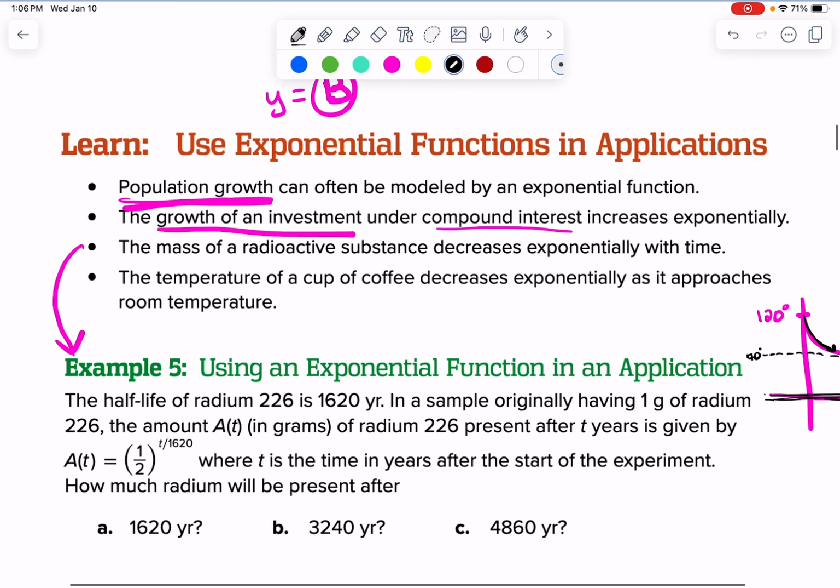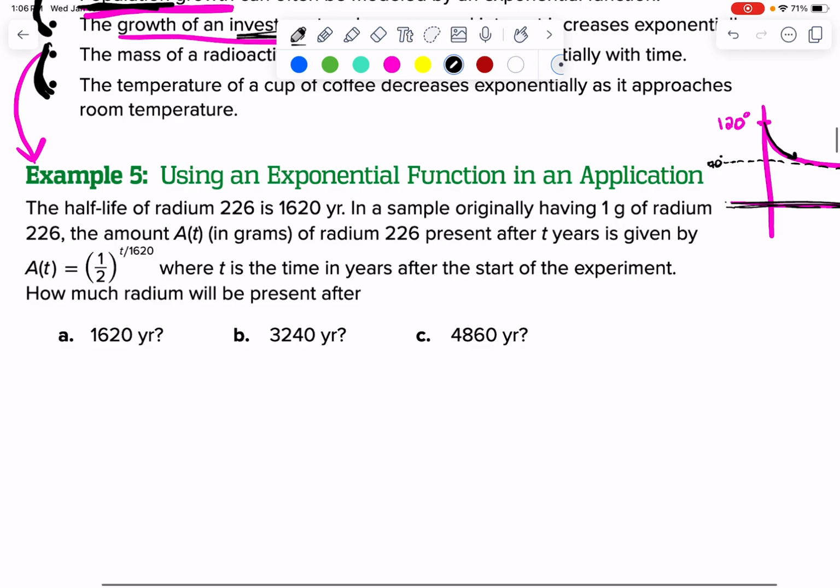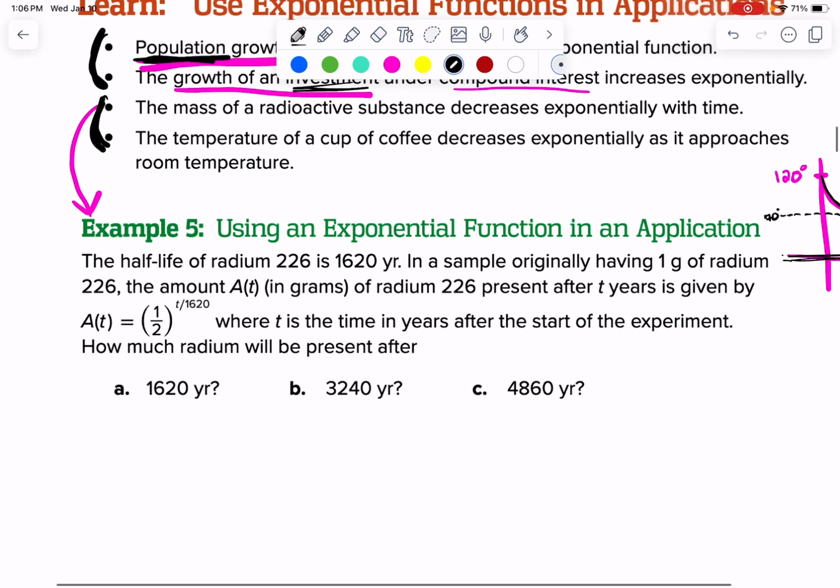All right. So that's another decay. These are examples of decays. These are examples of growths, unless your population is decaying, or your investment is decaying. I hope not. But anyway, typically that's what happens. All right. Let's do example 5. I'll quit talking.